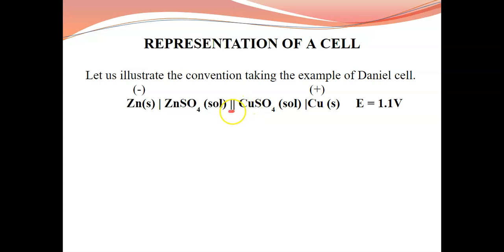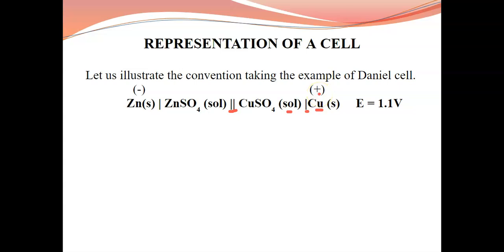So that indirect contact is denoted with the help of a double vertical line. Now this copper sulfate solution, we can also again write down the concentration of the solution, is in direct contact with the copper metal. So copper metal and its solution are in direct contact. So here in this representation, the direct contact between the metal and the solution, the electrolyte, is denoted by a single vertical line, while the indirect contact between the two electrolytes, which is through the salt bridge, is denoted by a double vertical line.